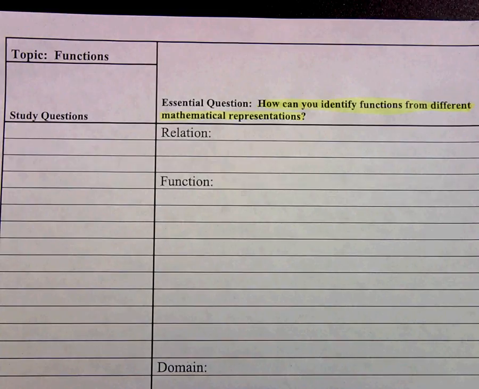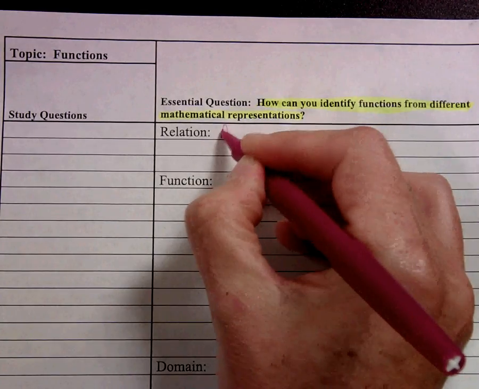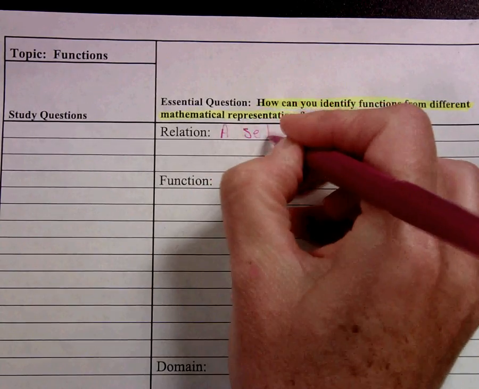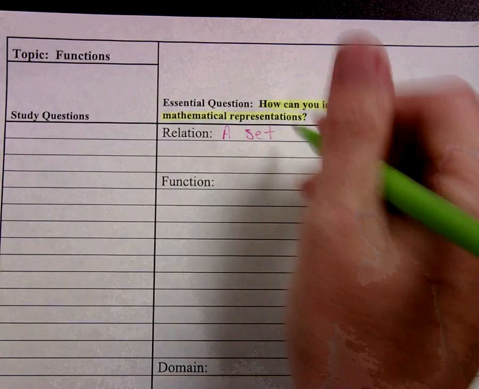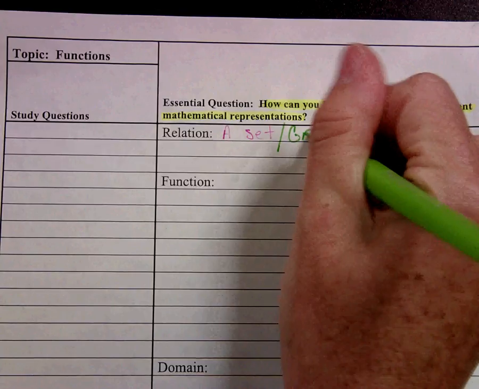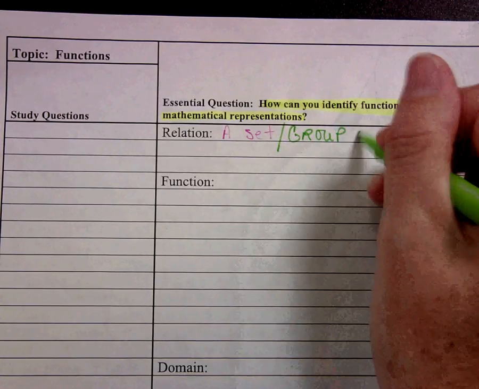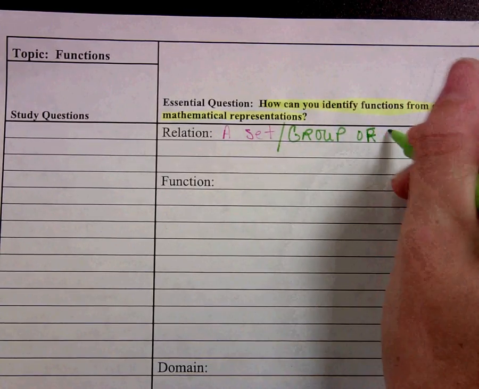The first one is a relation. A relation is simply a set, and a set meaning a group of ordered pairs. A set or group of ordered pairs.